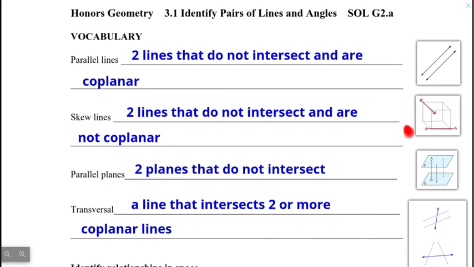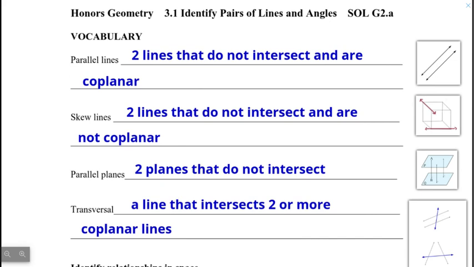So if we take a look at the diagram over here, you can see we have the one line up here, which is kind of coming out towards you. And we have the other one here that's a horizontal line going from left to right. So you see if these two lines were to extend, they're never going to intersect, but they're also not lying on the same plane.